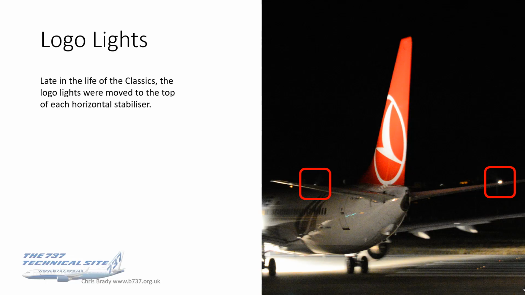Sort of midway through the life of the Classics, the logo lights were moved to the top of each horizontal stab, which is where they are now, right the way through to the Max. You can just about see them in this photo. It's kind of hard to get a photo of the light and it shining on the fin, but that's where they are. They're about two-thirds, three-quarters of the way outboard of each horizontal stab.